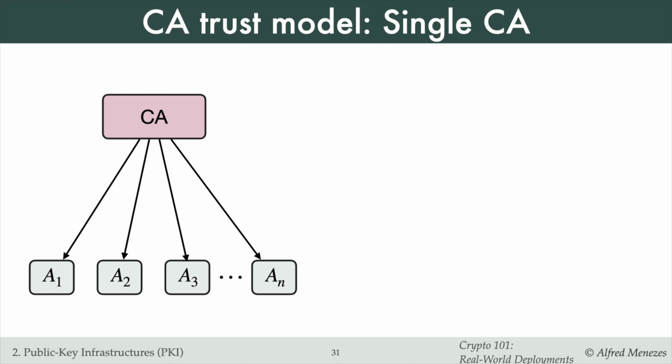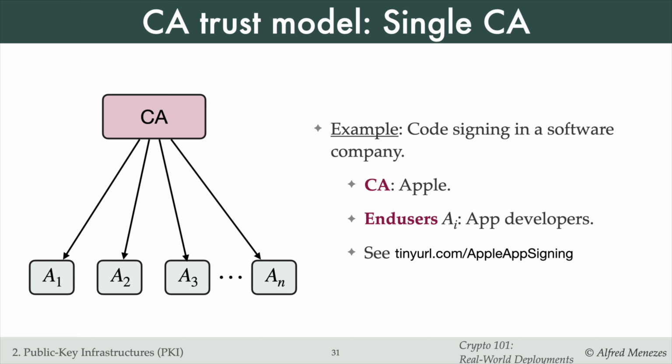The last topic of this lecture is CA trust models. The simplest trust model is a single CA who issues certificates to end users, A1, A2, and so on. A real-world example is Apple's code signing process. In this model, Apple serves as a CA and issues certificates for the public verification keys of app developers. When a developer submits their code to the Apple Store, they sign their code. The Apple Store can verify the signature to ensure that the code comes from an authorized developer.